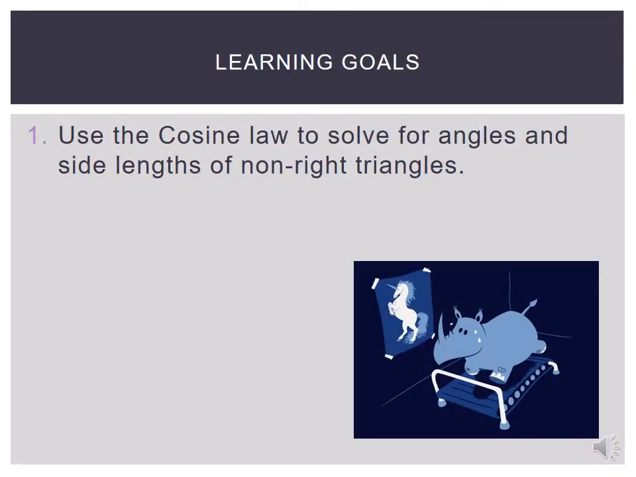Our learning goal, pretty self-explanatory. We're just going to use the cosine law to solve for angles and side lengths. Again, this is what we use on non-right triangles.